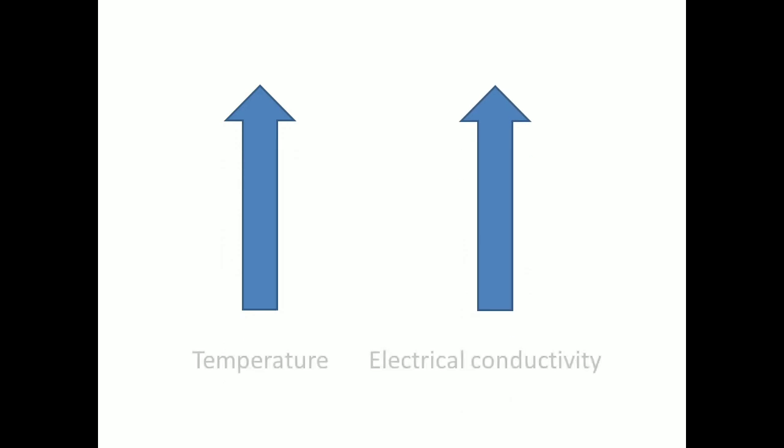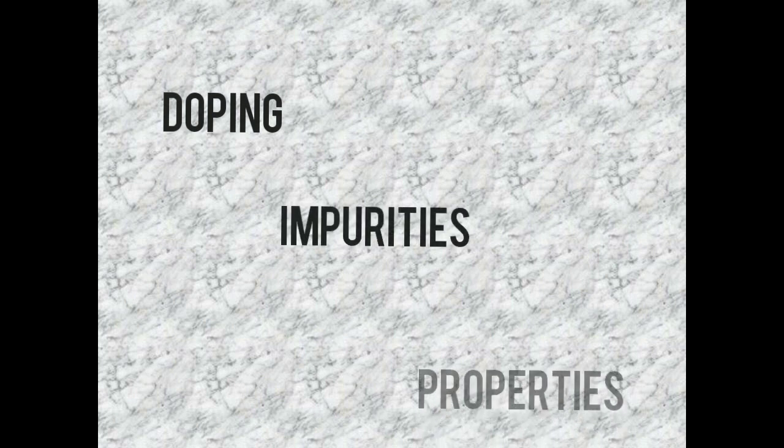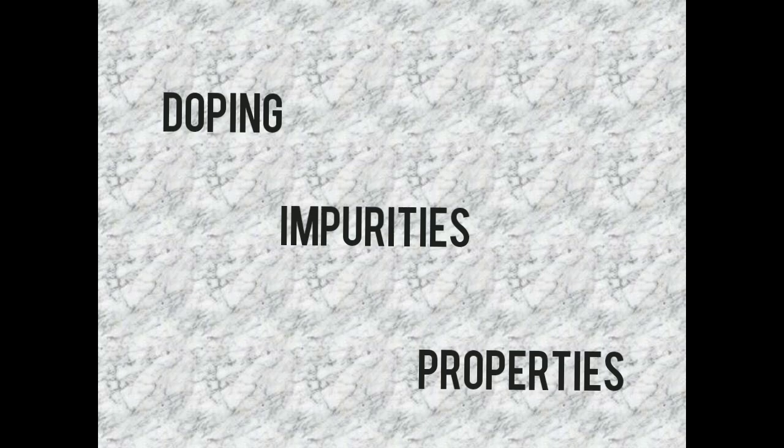The conductivity of a semiconductor can be changed through the change of temperature and doping. In semiconductors, an increase in temperature will also increase the electrical conductivity, while in metals, a change in temperature will decrease the electrical conductivity. Doping, on the other hand, is the process of adding impurities to semiconductors to alter their properties.